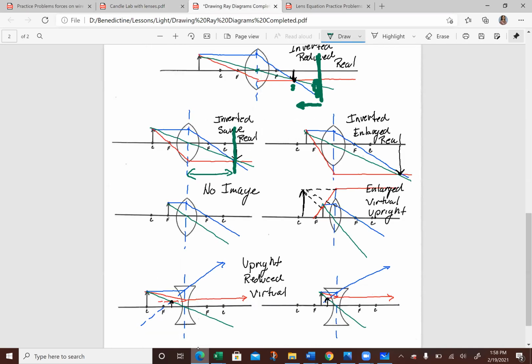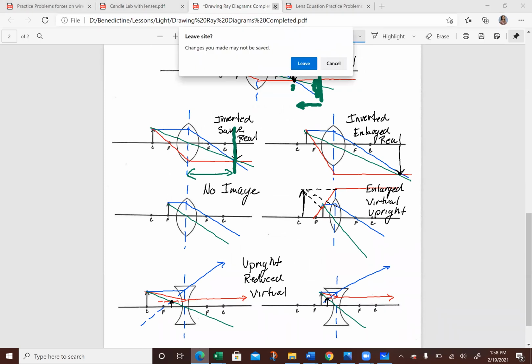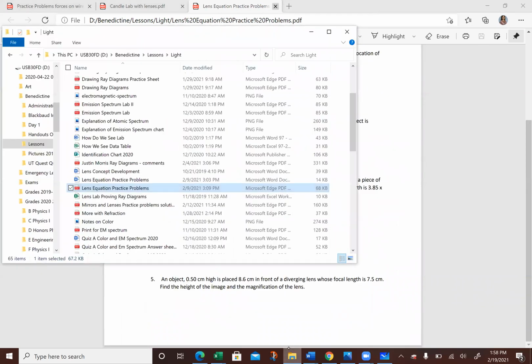While you're doing that, and to answer our next few questions, let's talk about ray diagrams here. Actually, let me get rid of that and pull that back up again.